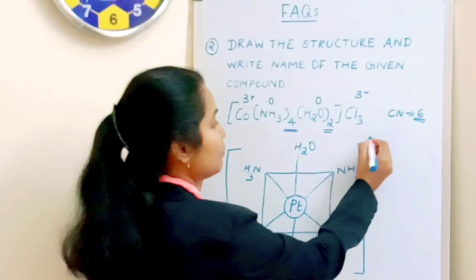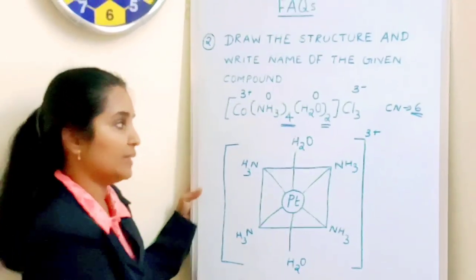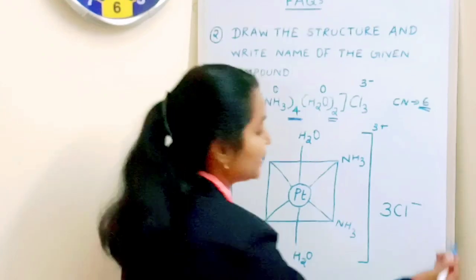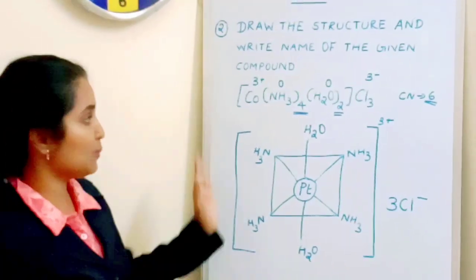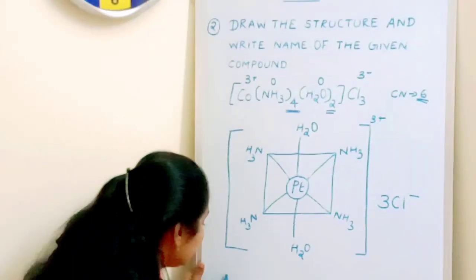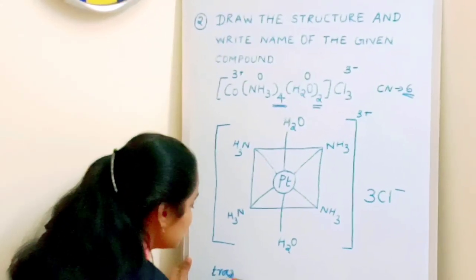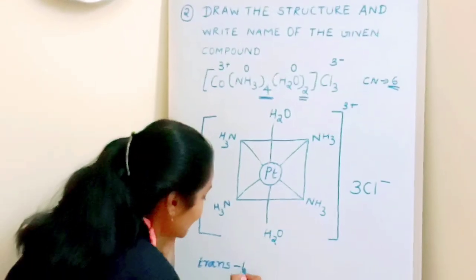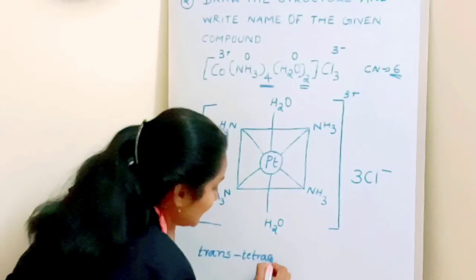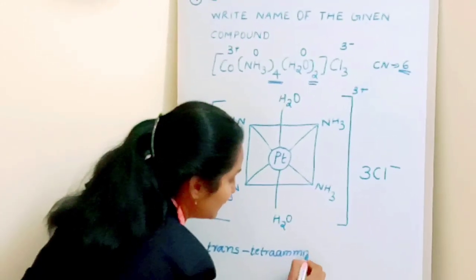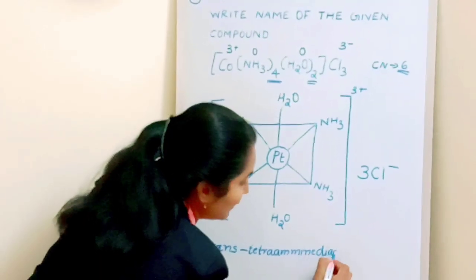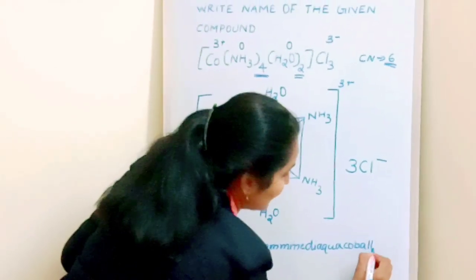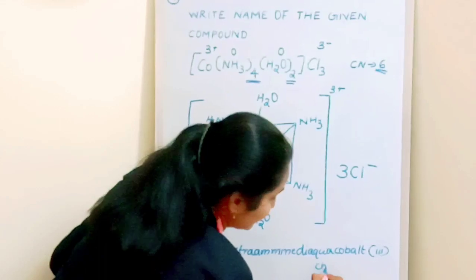So this is the trans form, and then we have to see the charges and the counter ion. We know that we have 3 plus charge on this particular coordination entity that we have assigned here, and then 3 Cl minus ions are there, that too we had shown here. So this is the structure of the trans form of the given coordination compound. So we will write trans, and name the compound the same way: tetraamminediaquacobalt(III) chloride.